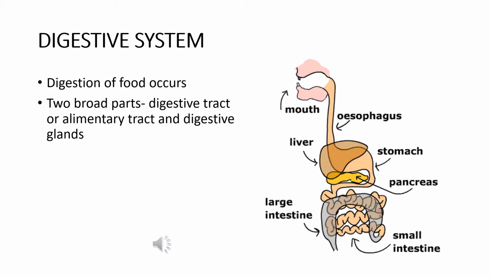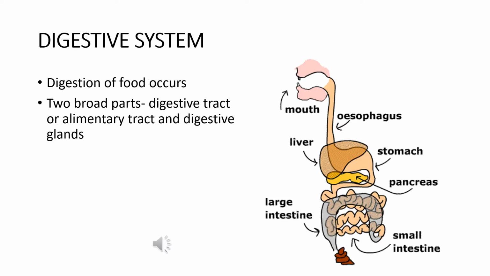But on a broad basis, the digestive system has two parts. One is called the digestive tract or the alimentary tract. It is the path through which the food passes. The digestive glands are not places through which the food passes, but these glands help in the digestion of the food particles. They are present in close vicinity of the digestive tract, secreting chemical substances that help the food to be digested.